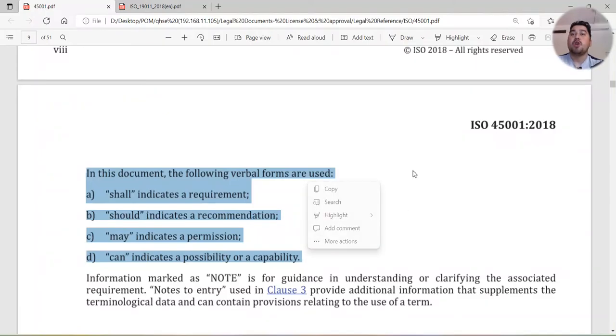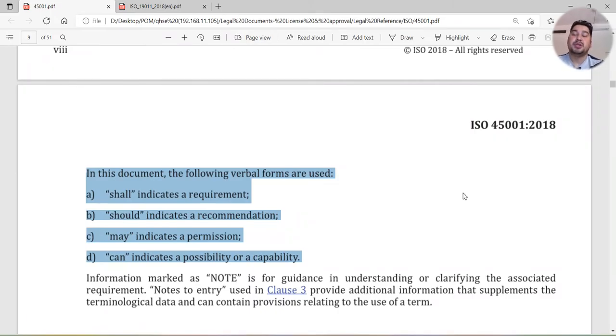In this document, the following verbal forms are used. Shall indicates a requirement. If you see shall anywhere in this document, it tells you that it is a requirement that you must follow. Should indicates a recommendation. If there is any should, it is a recommendation. It is not a requirement, but if you do it, it is good practice.